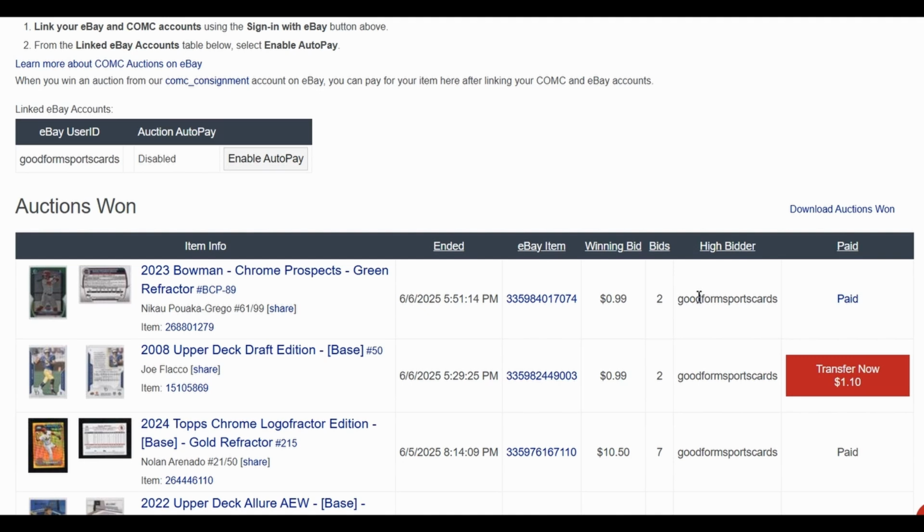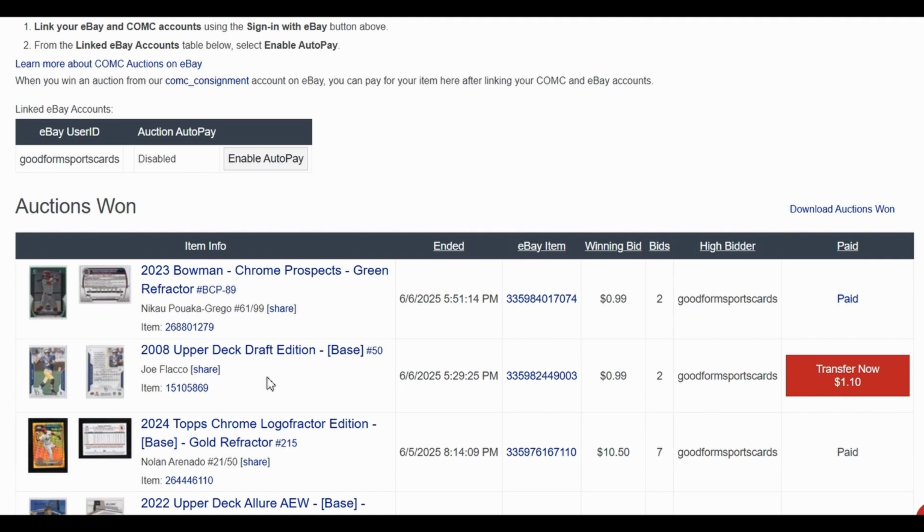This Joe Flacco, I may want to send him home for grading. So there's a number of things I can do with that. I can pay him here, but choose to stage that for a COMC shipment home later. Or I can pile up a bunch of wins like this and pay for them on eBay and actually have them shipped home.